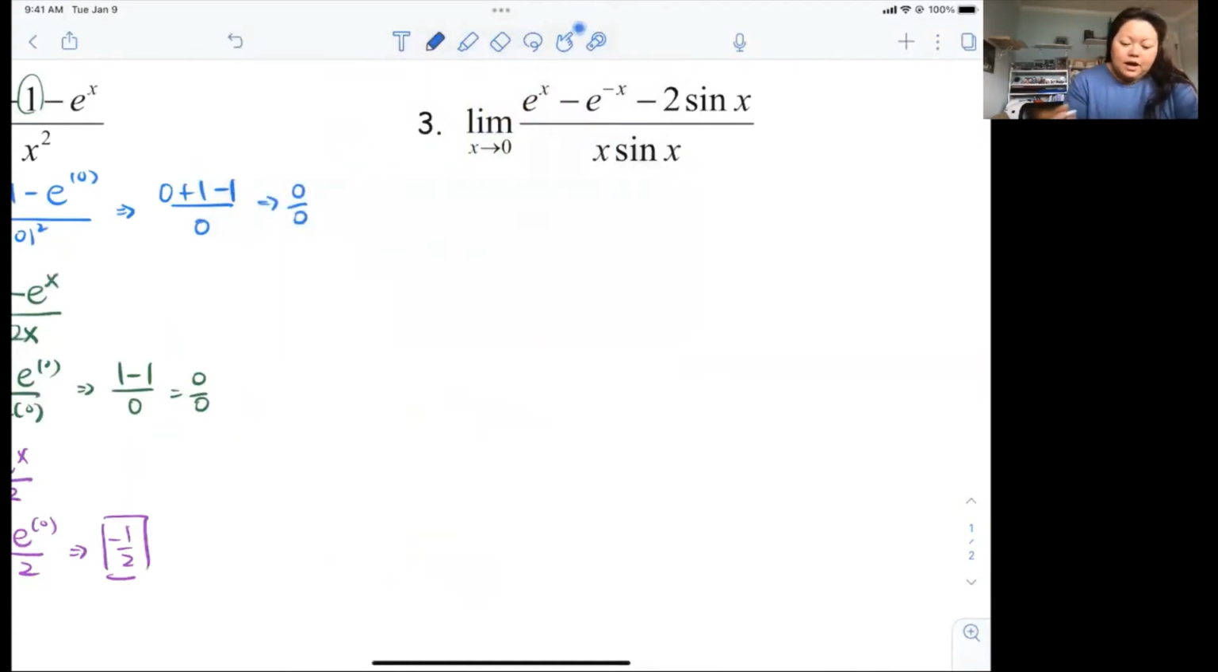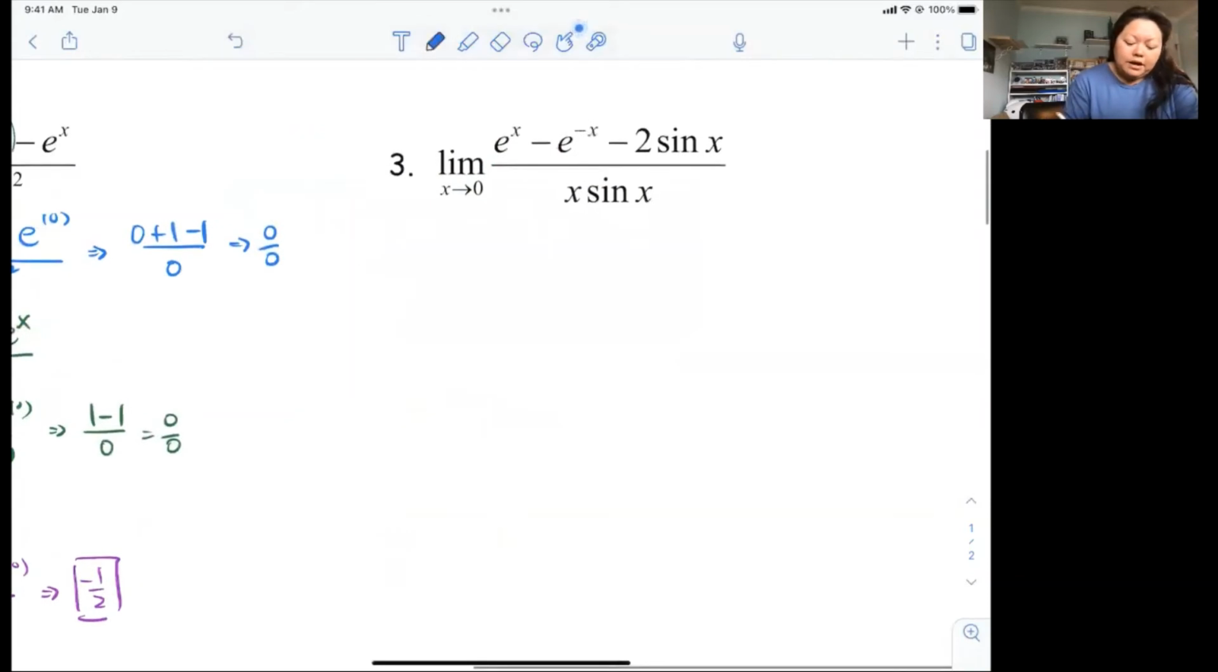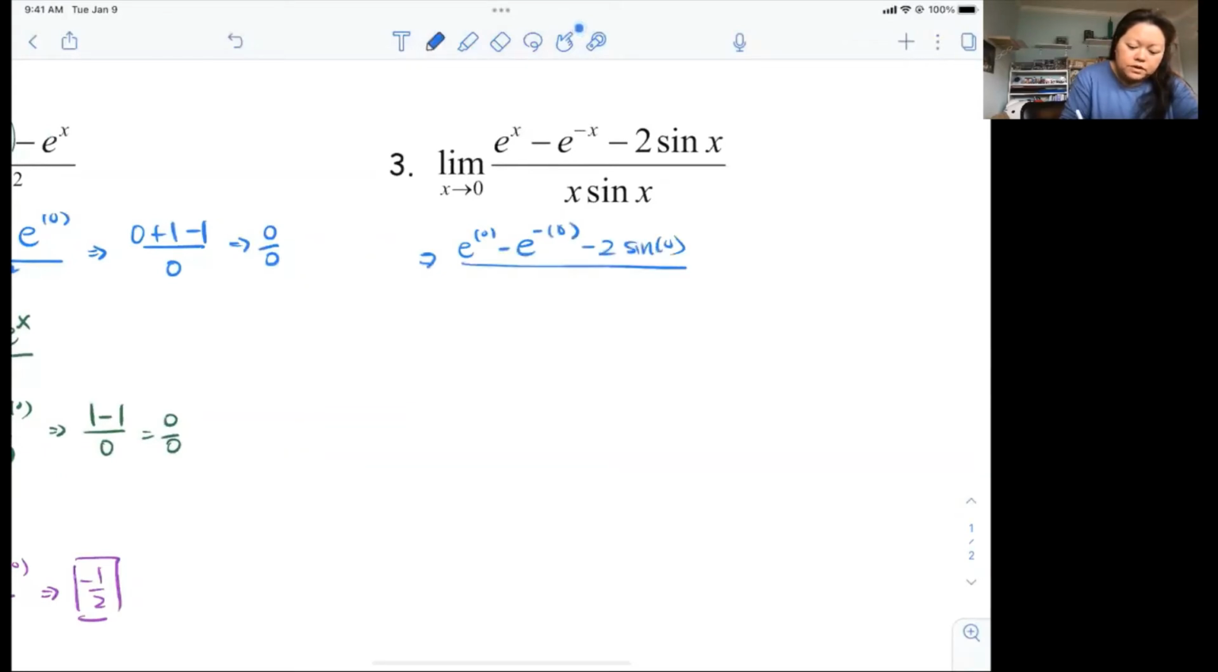All right, same thing, number 3, let's go ahead and plug in our numbers. We're trying to practice our e values and our trig values, so make sure you remind yourself of those. Plug in the 0, you get e to the 0, minus e to the negative 0, minus 2 sine of 0 over 0 times sine of 0. Okay, that gives me 1 minus 1 minus 0 over 0, 0 over 0. Awesome, indeterminate form. Go ahead and now take the derivative.